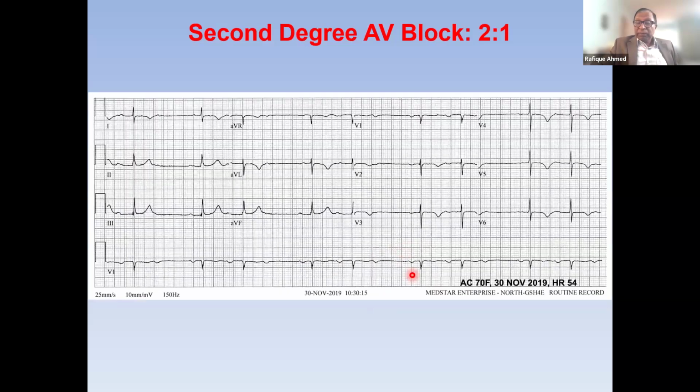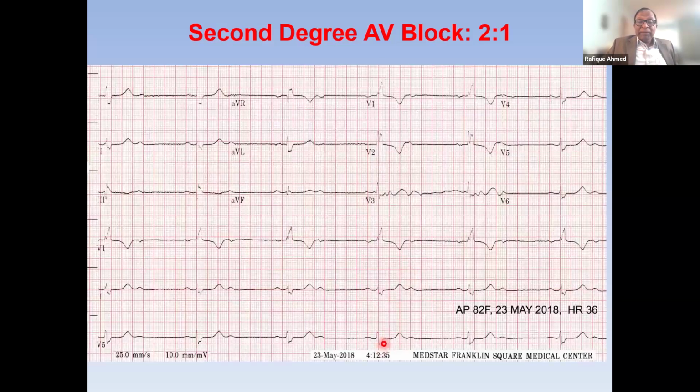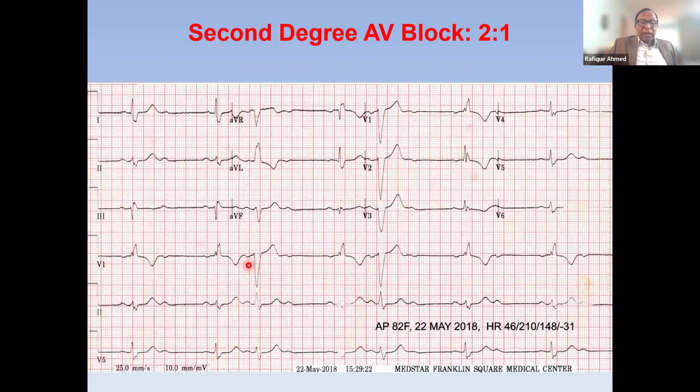Here is one patient. If you look at it, 2 to 1 heart block, you can see P wave, not conducted, conducted P wave, not conducted. And the baseline PR is not too long. It's about 200 milliseconds. Same patient. Here you can see that there is no PR prolongation. This is classic Mobitz type 2.